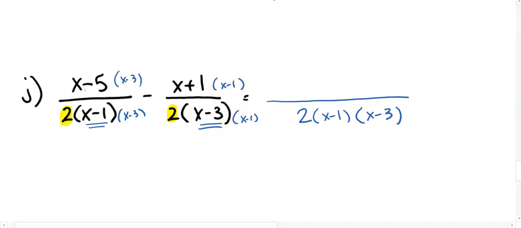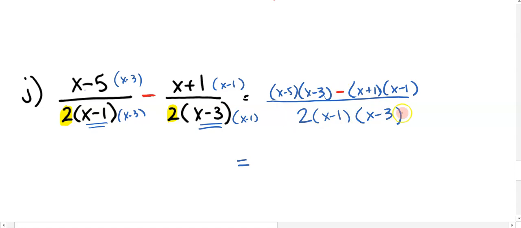Okay, this time I have a subtraction, so I'm going to be super careful. I'm going to take an extra step here. I'm just going to write out x minus 5 multiplied by x minus 3. And again, a reminder, this subtraction sign here matches up with this one here. And then I'm going to have x plus 1 multiplied by x minus 1. So I took this extra step so I don't make mistakes. I'm going to FOIL this out, and then subtract.